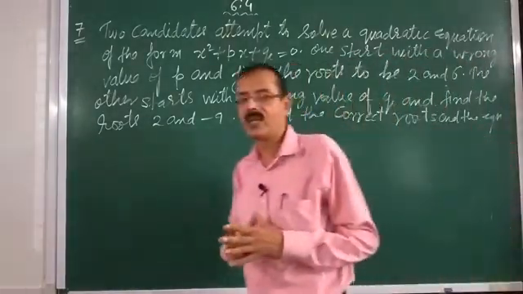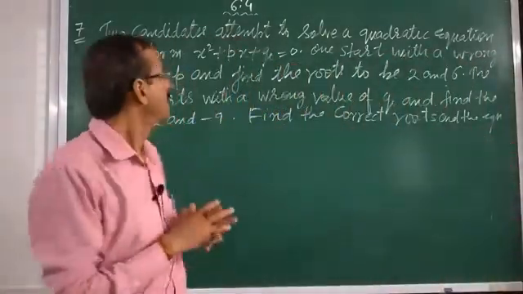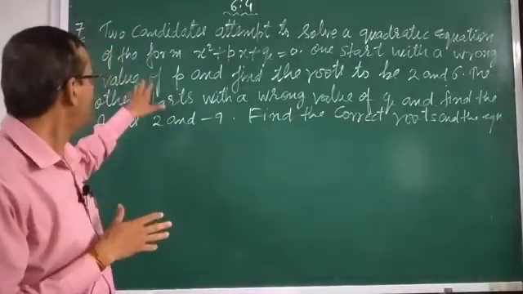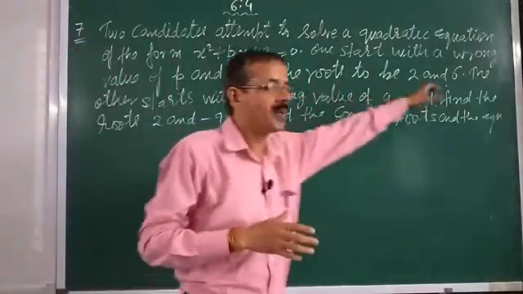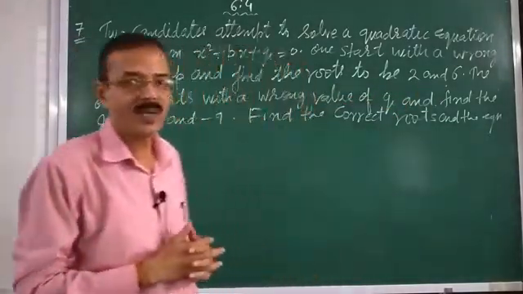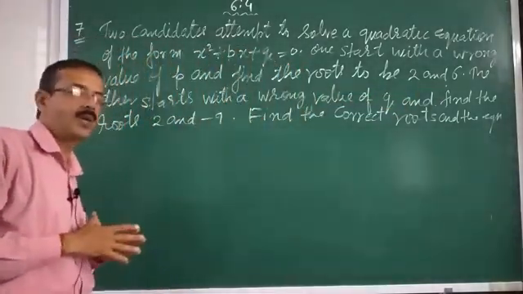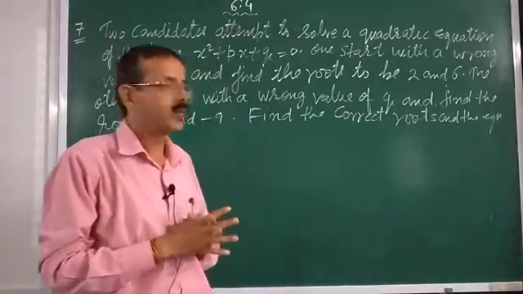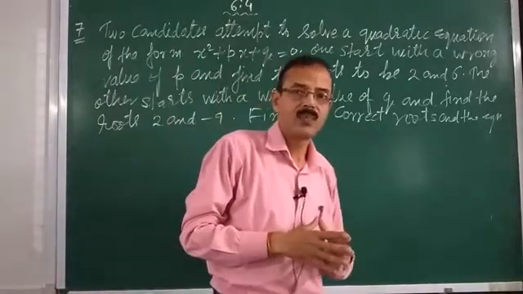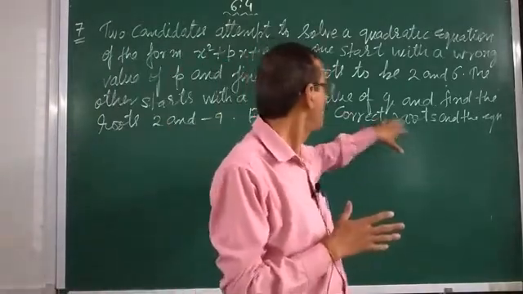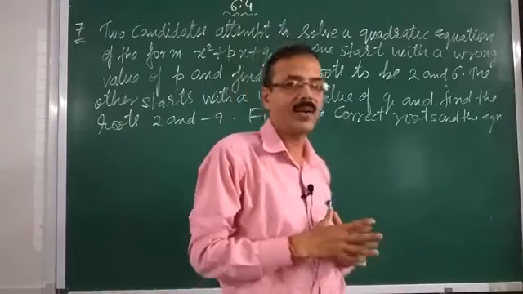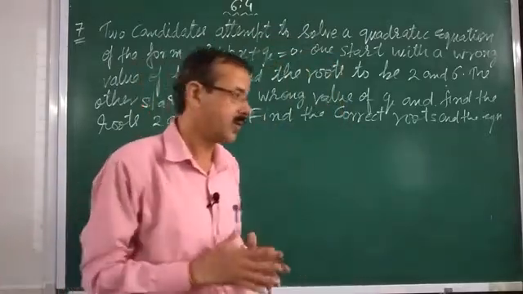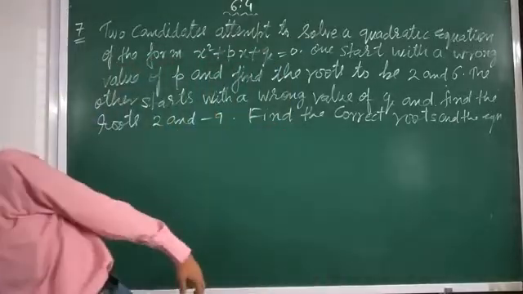This is the question: there are two persons. The first attempted the question and started with the wrong value of p and found the roots 2 and 6. The second person started with the wrong value of q and found the roots 2 and minus 9. So we have to find the correct roots, which means there will be two roots of this equation, and we have to make the equation. So this is the meaning of the question. I hope the question is clear.